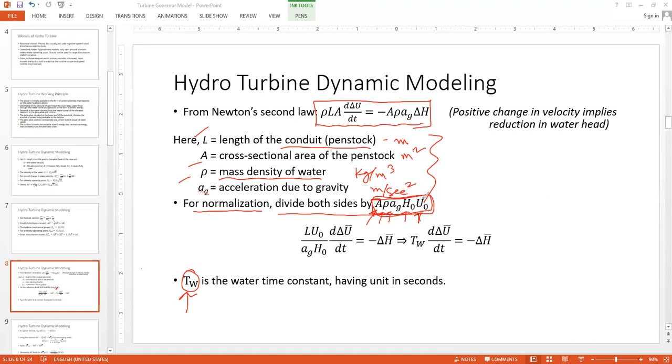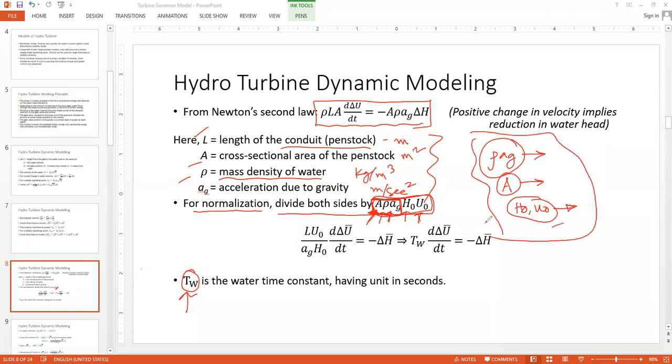Not always constants, but for a certain operating point, these are constants. But A, rho, and Ag are always constants. Water mass density is constant. Again, the cross-sectional area: once you build the penstock, A is constant, and Ag is always constant. So rho and Ag are always constants. Once your hydroturbine generation system is built, A becomes constant. H naught and U naught, once you fix a certain operating point, also become constant. So all these are constant when these conditions are satisfied.